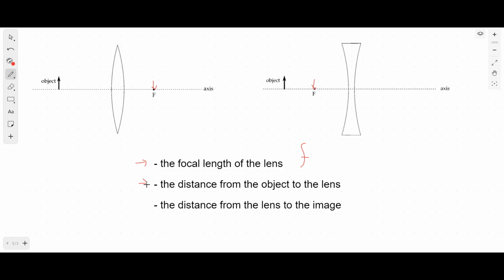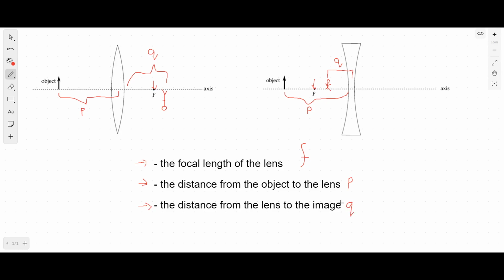The second thing that comes into play is how far the object is from the lens. So this distance here, we're going to call p. This distance is lowercase p. This is the distance from the object to the lens. And lastly, the distance from the lens to wherever the image is formed. For example, on a convex lens, the image may be formed over here. This distance will be referred to as q. For a concave lens, we know that the image will be somewhere inside, just a little bit smaller. So this distance here would be the q.